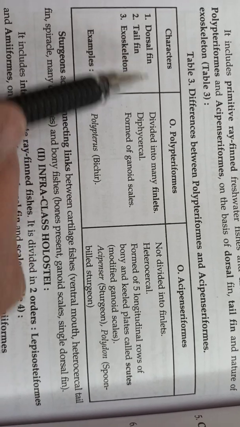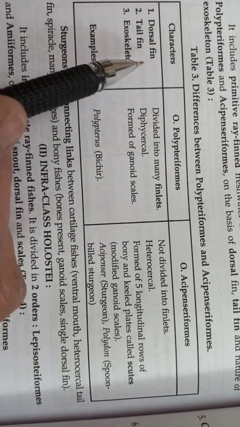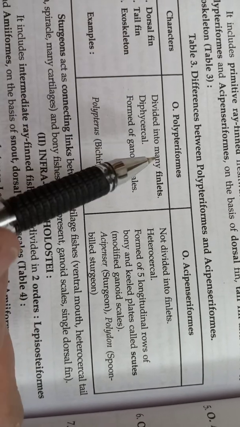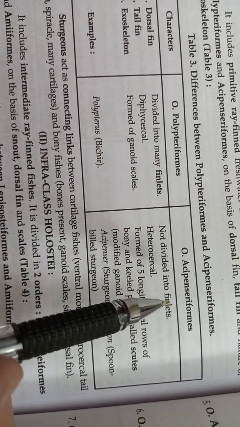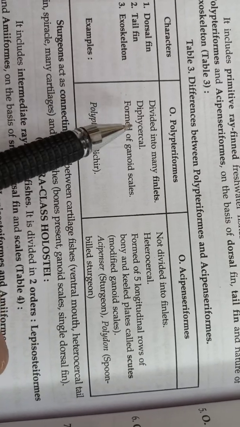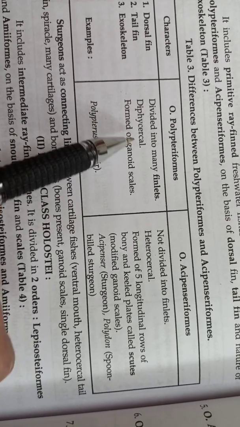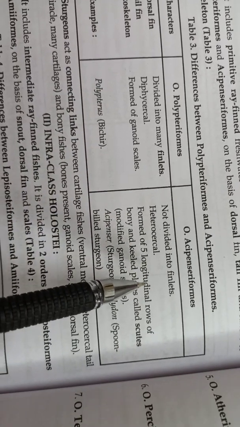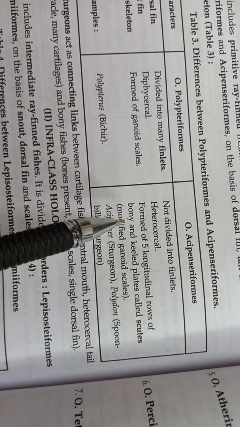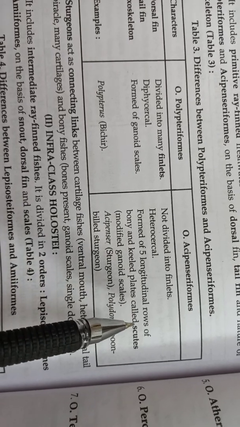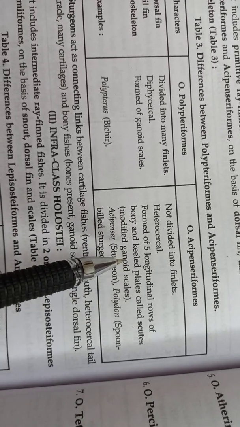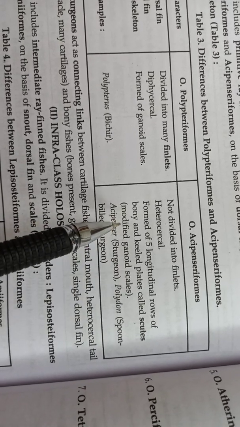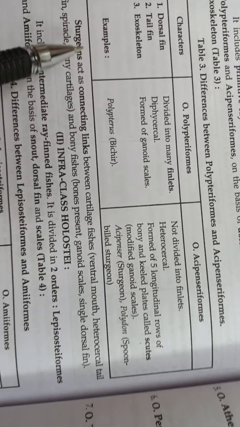Now the division is based upon the different fins, the tail fin, or the exoskeleton. Here you can see the dorsal fin is divided into many finlets. Here it is undivided, with a heterocercal tail fin. Exoskeleton is formed of ganoid scales. This one is formed of longitudinal rows of bony and keeled plates, here called scutes, which are modified ganoid scales.